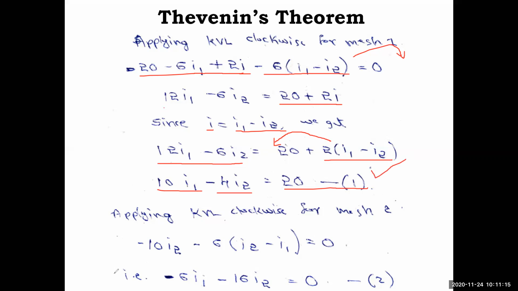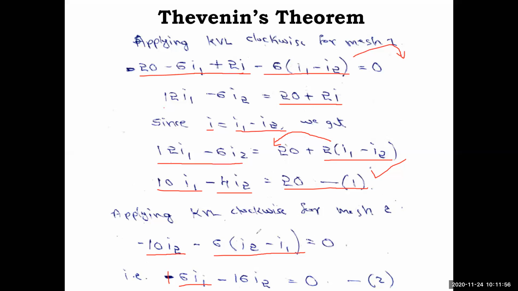right? Then applying KVL clockwise for mesh 2. Okay, so in mesh 2, what all do you have? A 10 ohm resistor and a 6 ohm resistor. What is the current in the 10 ohm resistor? It is I2, only I2, right? So minus 10 I2, and this is I2 minus I1 with respect to I2, so minus 6 (I2 minus I1) equal to 0. If you simplify this, you will get minus minus plus, that's why plus 6 I1, and this is 10 I2 and this is minus 6 I2, so minus 16 I2 is equal to 0.